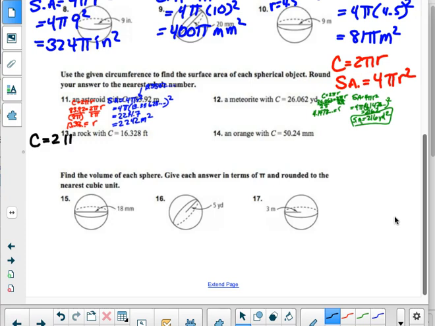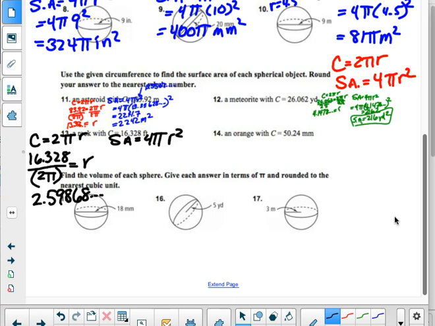Circumference, 2 pi r, so 16.328 divided by 2 pi in my calculator is equal to r. 16.328 divided by 2 pi is 2.59868 in my calculator. So now surface area is equal to 4 pi r squared, and 4 pi times 2.59868, all in my calculator, squared. So I square that, times 4 times pi, and I get 84.86.